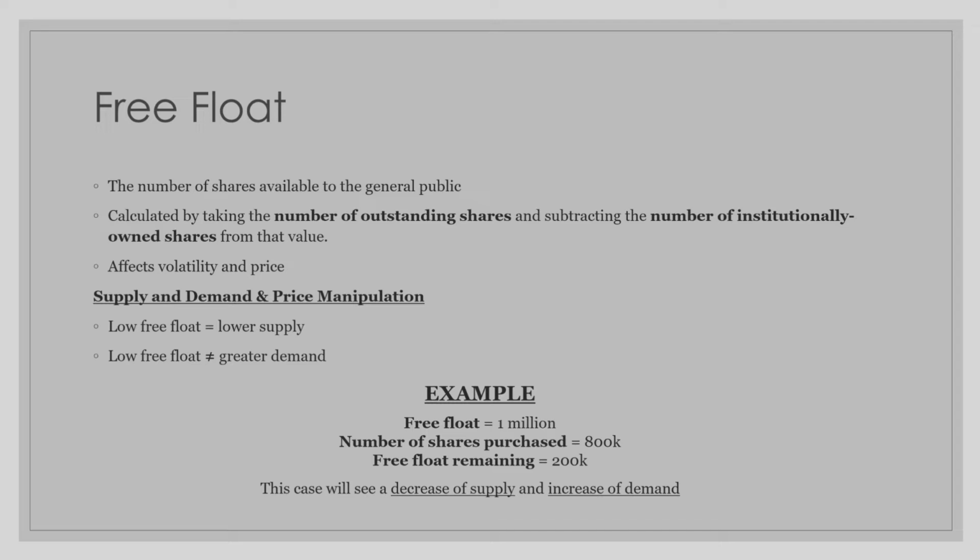On the other hand, if there is a free float of 1 million shares and the number of shares purchased was 800,000, the remaining free float would be 200,000. Therefore, there would be an even lower supply and a greater demand. This case will see a decrease of supply and an increase of demand.